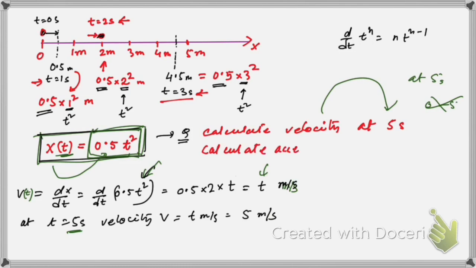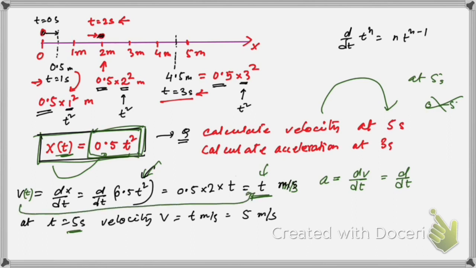Now suppose we need to calculate acceleration at 3 seconds. So we know that instantaneous acceleration is dv by dt, and we have got v is equal to t. Now let me tell you, this is only for this example, okay? In a different situation, it is not necessary that v always will be equal to t. Sometimes v may be equal to twice t, sometimes v may be equal to t squared, so depending on the situation, the type of motion, this relation will change.